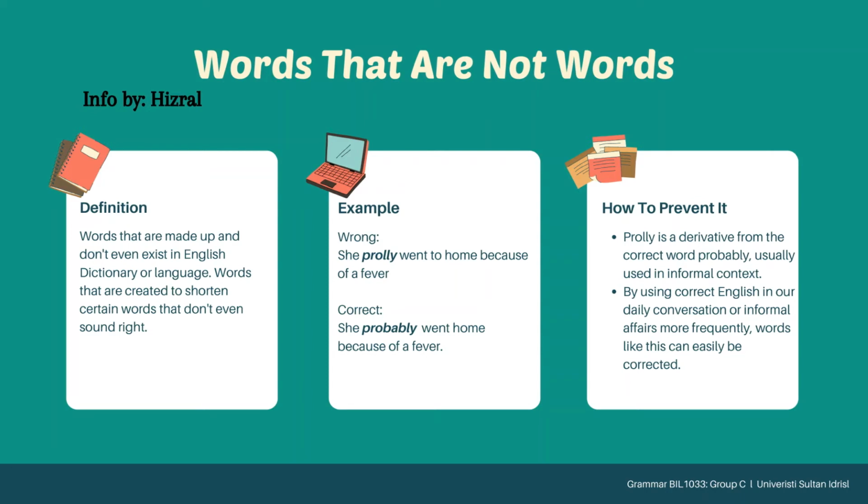For example, she probably went to home because of a fever. What is even a probly? Probly is a derivative from the correct word probably, which is usually used in informal context. But sometimes people normally use it in formal context too because they are not aware of the mistakes that they have done. So the correct sentence for this is, she probably went home because of a fever.